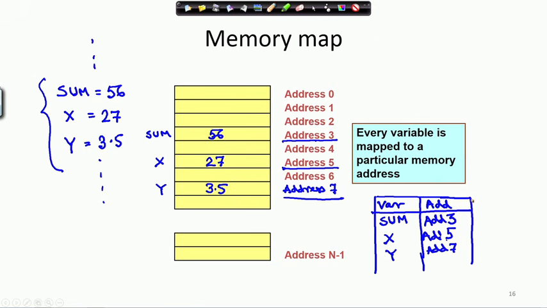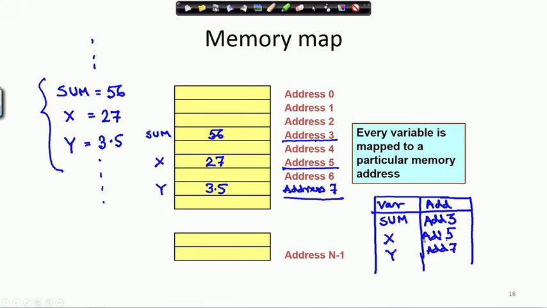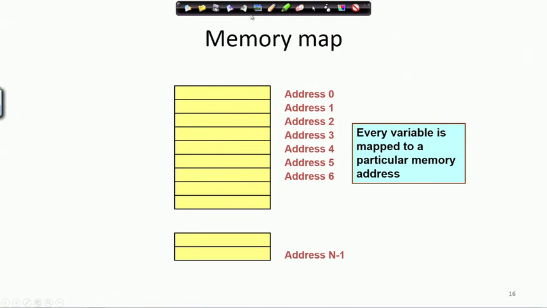Now, the program in the machine language is converted in terms of these addresses. In terms of these addresses, these variables will no longer appear in the machine language, all right. So, now let us look at this in a little more detail.